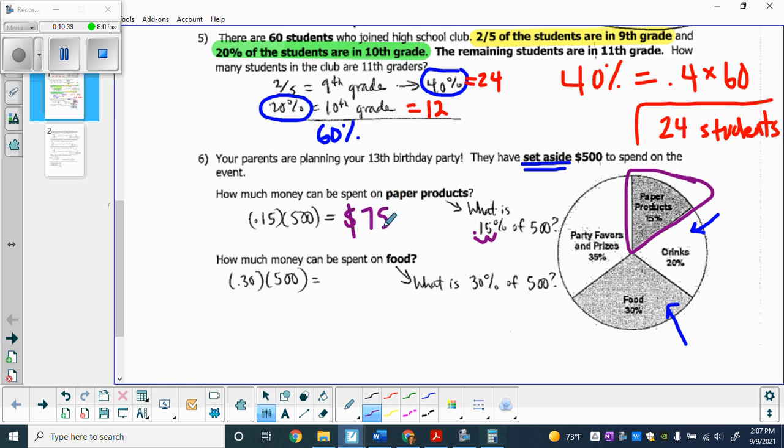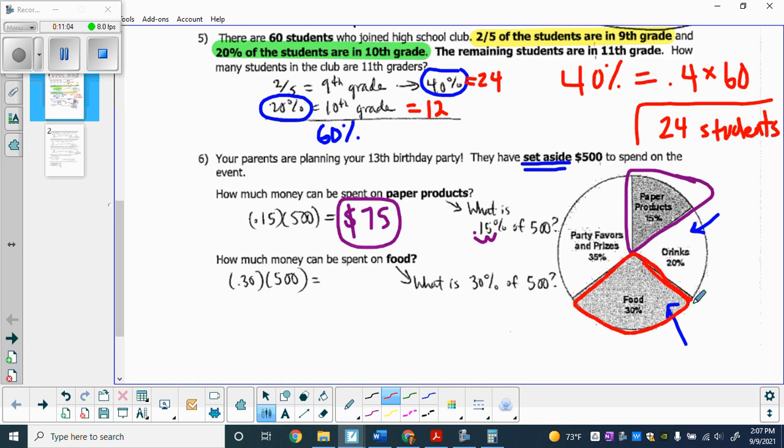So they're going to spend no more than $75 on things like paper plates, paper napkins, maybe plastic cups, stuff like that. Okay? Now food. So like pizza, maybe it's like a pizza party, or they're going to get Chipotle catered, who knows? But it looks like 30% is devoted to food.